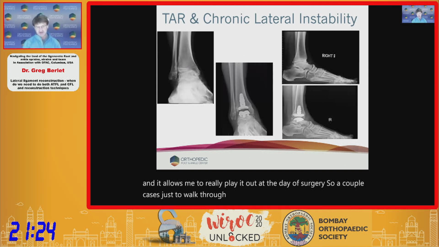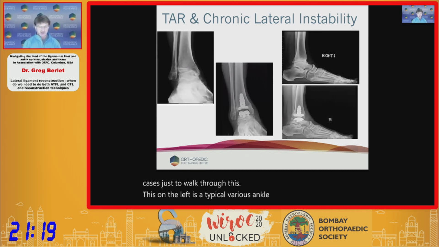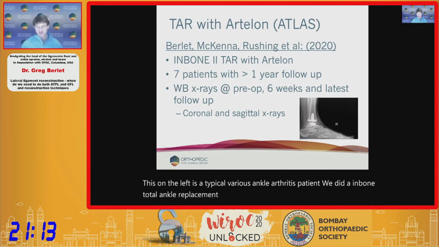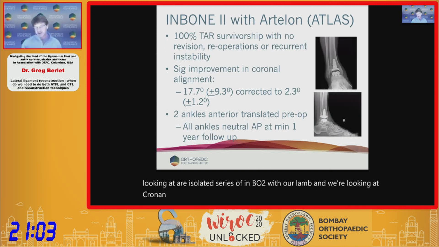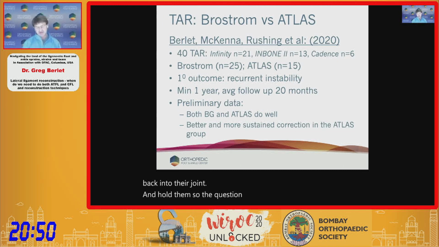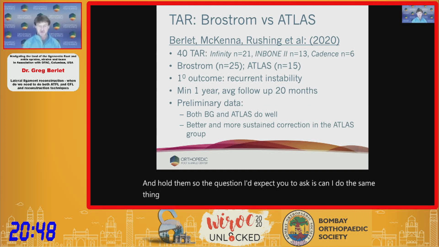So a couple cases just to walk through this. This on the left is a typical varus ankle arthritis patient. We did an INBONE total ankle replacement with ligament reconstruction on that. We are looking at our isolated series of INBONE 2 with Artelon, and we're looking at coronal and sagittal x-rays. What we're seeing is very good stability with this. Ones that were translated preoperatively, we are able to reduce them back into their joint and hold them. So the question I'd expect you to ask is, can I do the same thing with the Brostrom? And that's what we're trying to get to here.